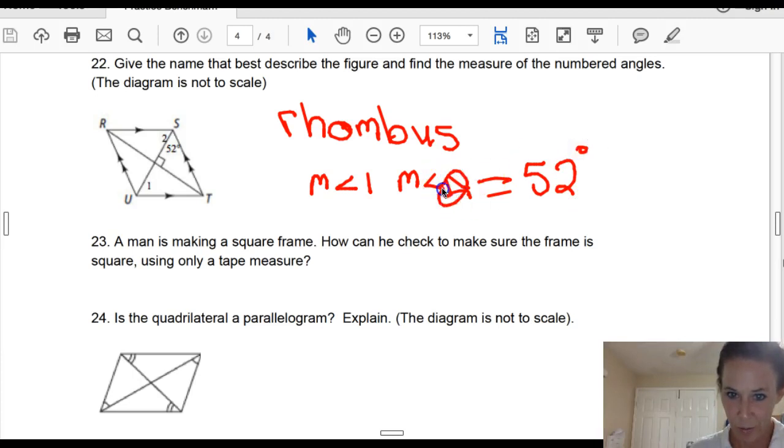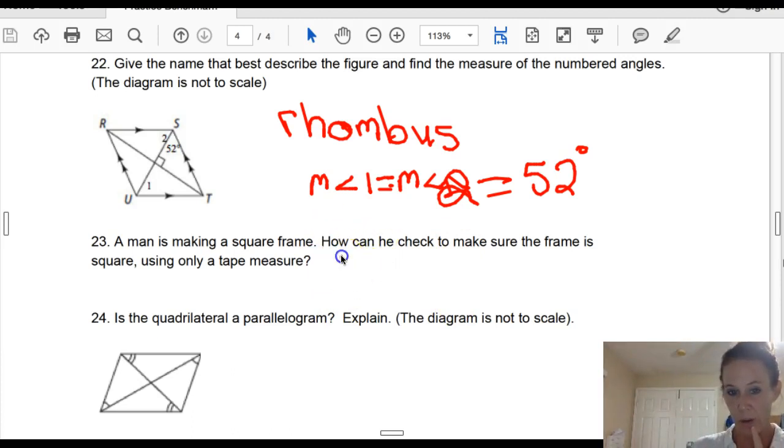That's a 2. Okay, the measure of angle 1 equals the measure of angle 2 equals 52. All right, let's go to 23. A man is making a square frame. How can he check to make sure the frame is a square using only a tape measure? So basically, he can only measure lengths. He can't really measure angles if he's just using a tape measure.